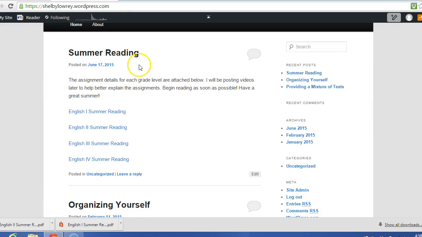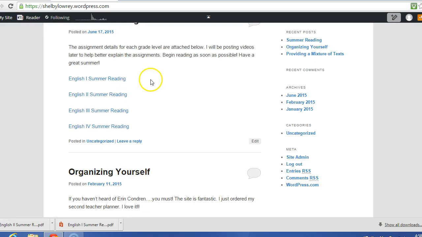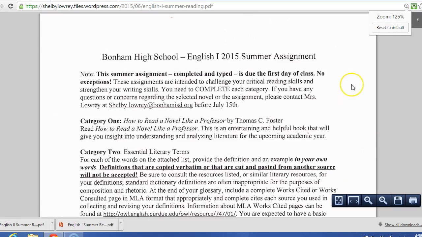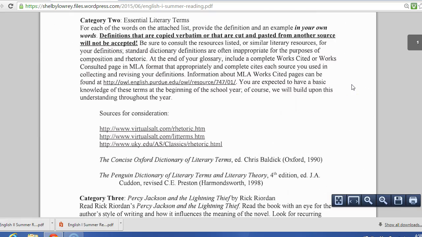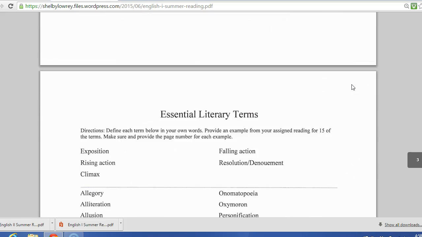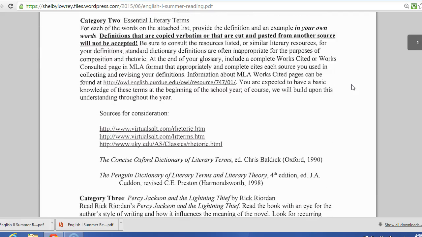So you can scroll down under the heading Summer Reading, and you'll see here that I have the English 1, English 2, English 3, and English 4 summer reading assignments posted. We're going to start with English 1. So here is the assignment. It is broken up into categories, so we're just going to briefly touch base on each of the categories.